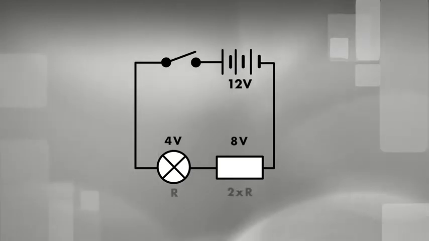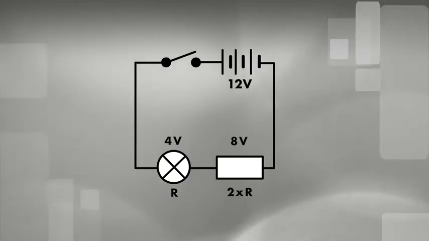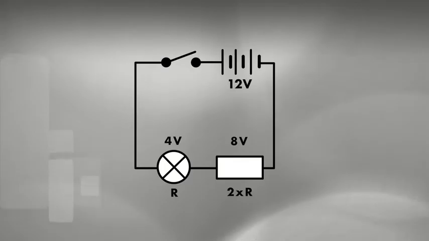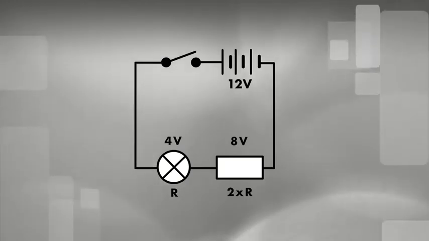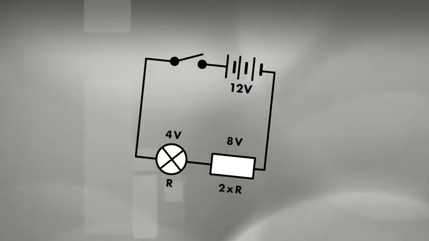We need to connect the resistor in series with the bulb so that its resistance is twice as much as the resistance of the light bulb. The potential difference will be divided in the ratio of 1:2, 4 volt to 8 volt. The light bulb will glow at its optimum brightness and it will have its correct operating voltage across it. That's the purpose of many series circuits, to act as a potential difference divider.